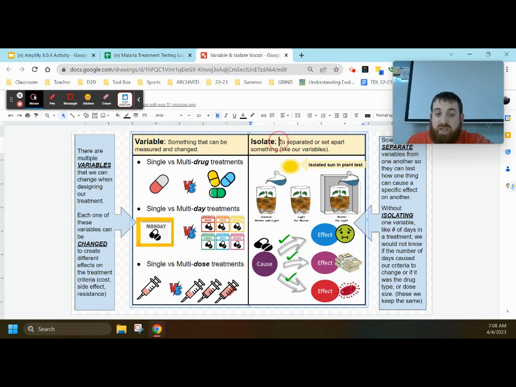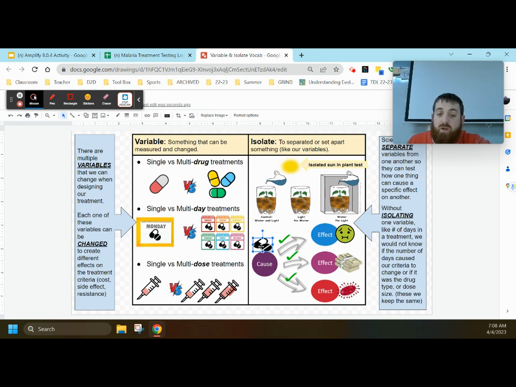When we isolate or separate these variables from other variables, we're able to identify specific causes that lead to specific effects. So, for example, if we do a single day treatment, we know that single day treatment is going to cause specific effects to the patient side effects, to the costs, and to the resistance levels.